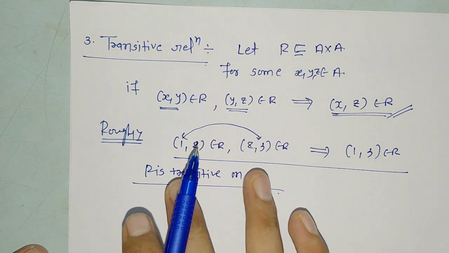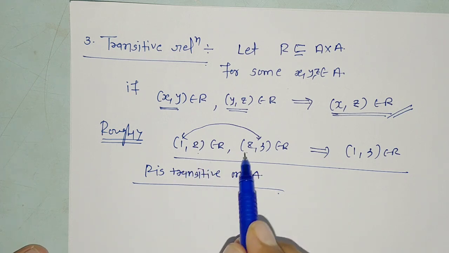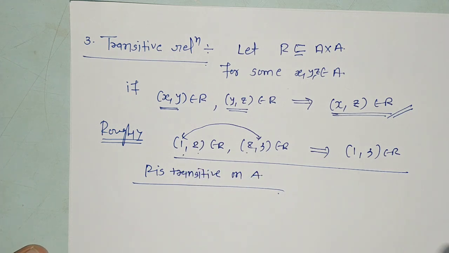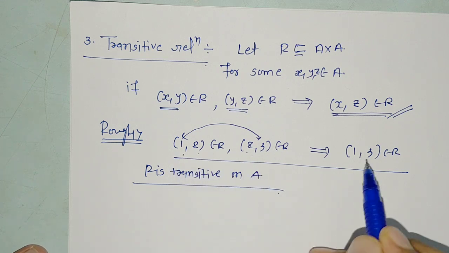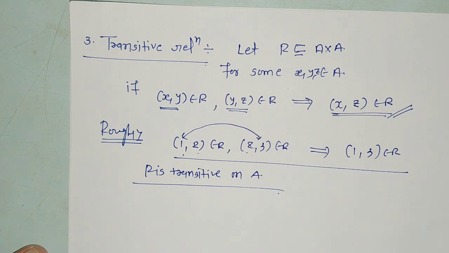Just take two pairs in the relation, then the third pair must exist in the relation, then the relation is called a transitive relation. If these two pairs exist, then this must exist. This is the approach to understand the transitive relation. Okay, I think this is clear to you.